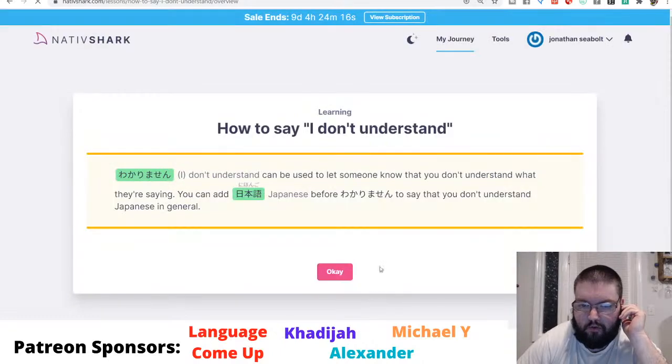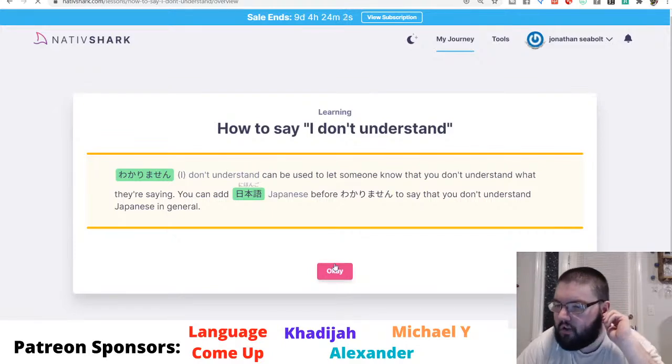There we go. I'm just trying to burn through these. How to say I don't understand. Wakarimasen. I don't understand can be used to let someone know that you don't understand what they're saying. You can add Nihongo before wakarimasen to show that you don't understand Japanese in general.